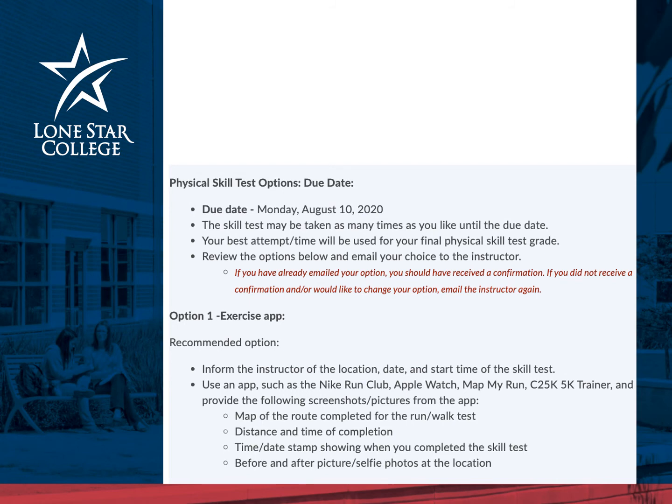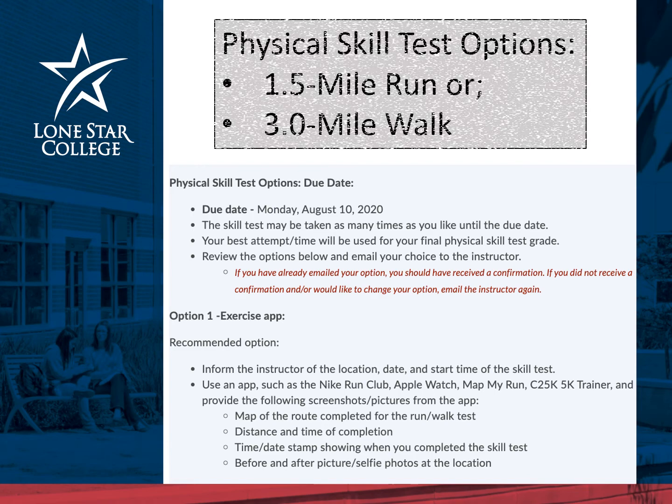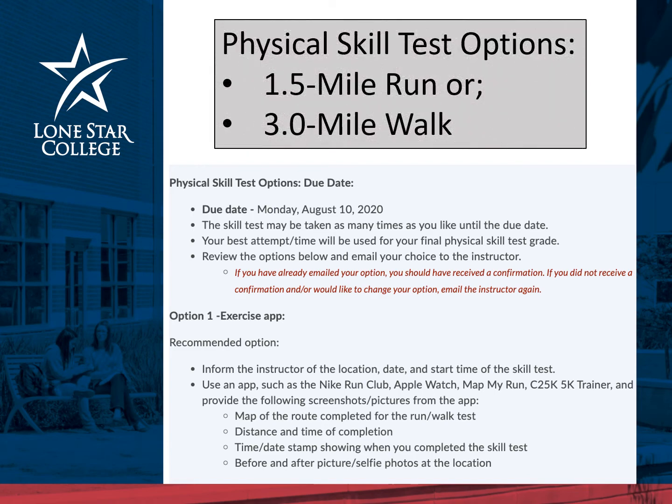Let's discuss the available options for completing the skill test component of your course grade. The 2 physical skill test options are the 1.5-mile run or the 3-mile walk. You can take the assessment as many times as you like. Your best attempt will be used for your grade. Let's look at the options now.